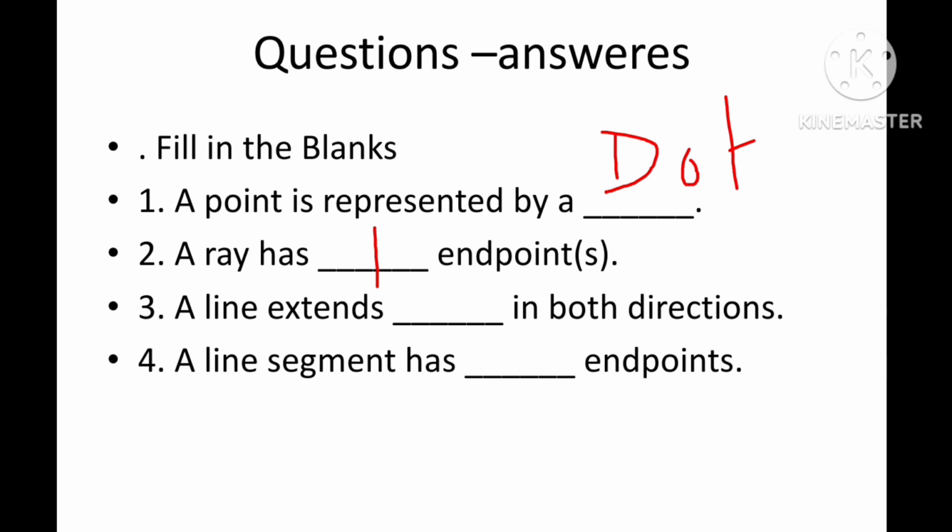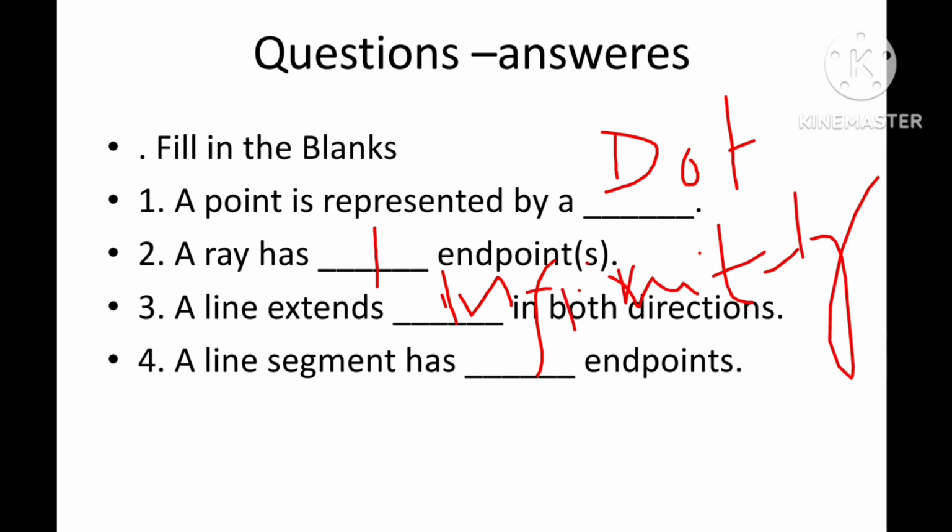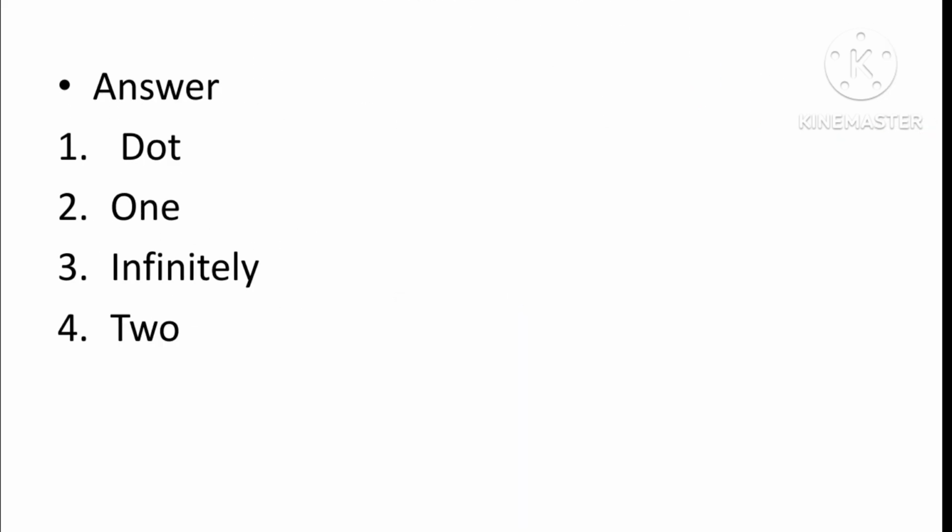A line extends in both directions. A line extends infinitely, I N F I N I T E L Y, infinitely, both sides. A line segment has dash endpoint. A line segment has two endpoints. Okay. Here are your answers.